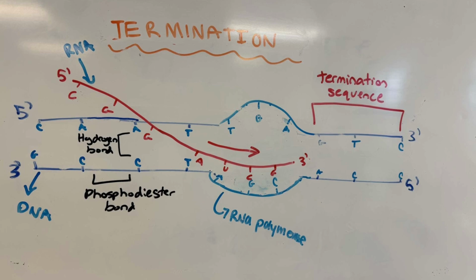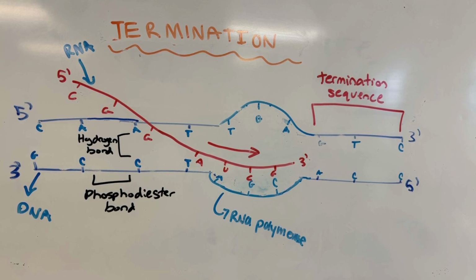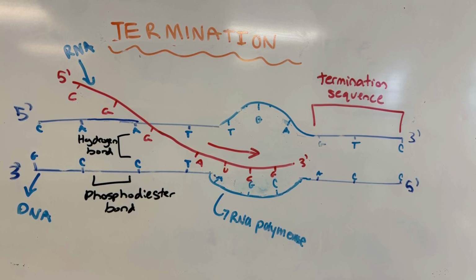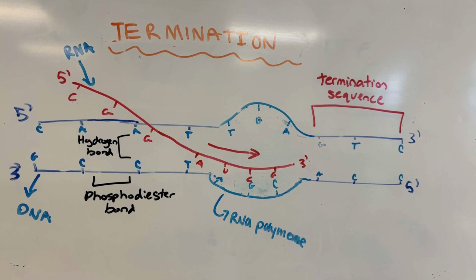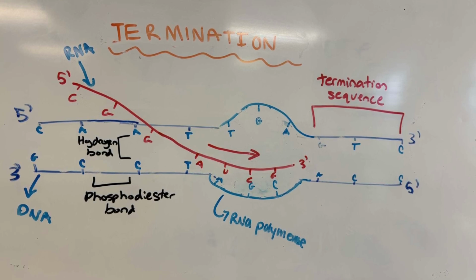Next is termination. This is when the terminator sequence tells RNA polymerase to stop and it releases the mRNA transcript and lets go of the DNA. The terminator sequence does not get transcribed.